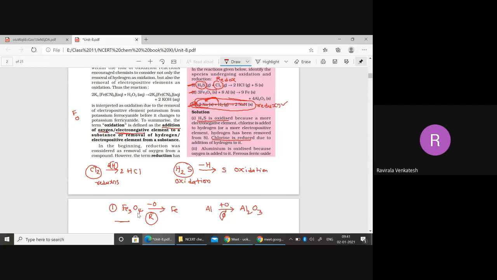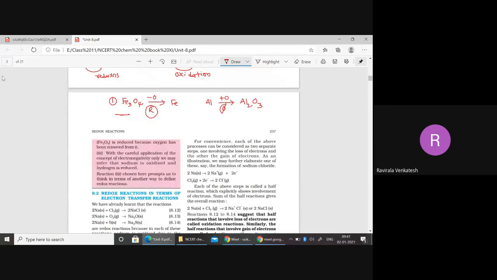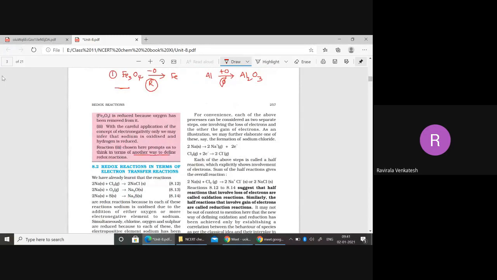Why? Because when hydrogen is added to a more electronegative element, then it will be reduction. But here hydrogen is added to a less electronegative element. Sodium is less electronegative than hydrogen. Hydrogen is more electronegative. So when you add hydrogen to sodium, the reaction will not be a reduction reaction. So you are getting contradictions. There are some limitations, so this concept does not work. We need another way to define redox reactions.